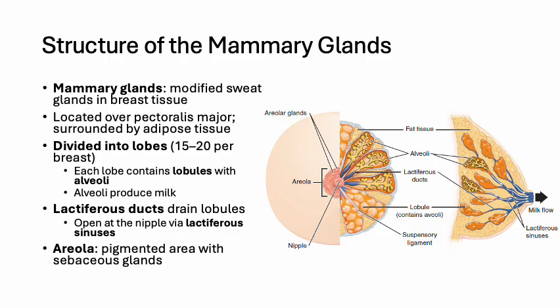Mammary glands are specialized exocrine glands located within the breast tissue, lying over the pectoralis major muscle and embedded in fat. Structurally, each breast is divided into 15 to 20 lobes, and within each lobe there are smaller lobules that contain milk-secreting alveoli. These alveoli are lined with epithelial cells that respond to hormonal signals by producing milk. Milk then travels through the branching network of lactiferous ducts, which converge into a larger duct that expands slightly into lactiferous sinuses before opening in the nipple. Surrounding the nipple is the areola, which is a pigmented region that contains sebaceous glands to lubricate and protect the skin during nursing.